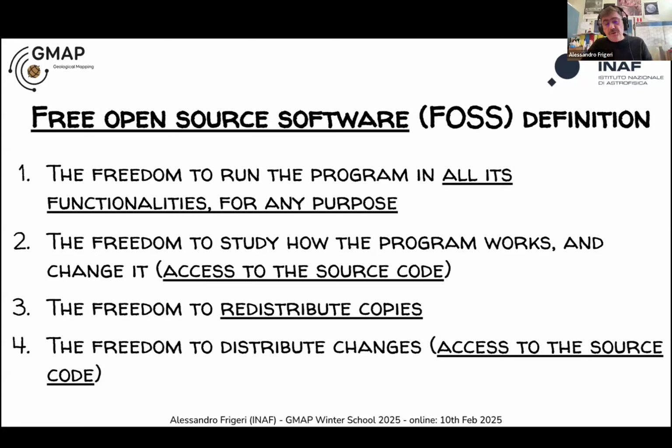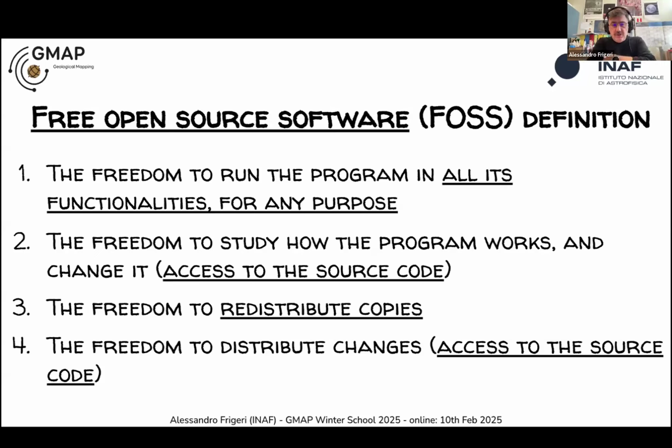The third point is also important for our school, for example, the freedom to redistribute copies. Now, to make the exercise, we need, for example, QGIS, which is a free open source software for mapping. And in this case, we have to be free to copy or redistribute the copies of the software worldwide. This is necessary because otherwise the school will be very difficult without the software.